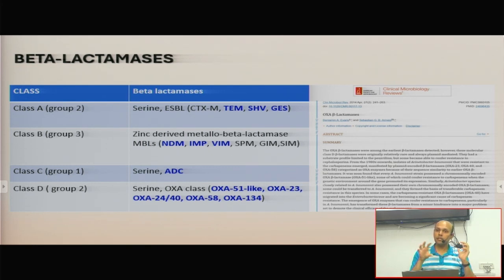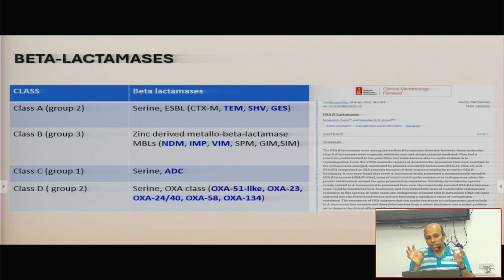In C, the ADC is there. That is Acinetobacter derived cephalosporinases. So again, they will hydrolyze the cephalosporin class of drugs: ceftazidime, ceftaroline, ceftobiprole, cefazolin, cefuroxime, all these drugs. And in class D, you have got oxacillinases, you have the OXA-51, and then other classes are there.